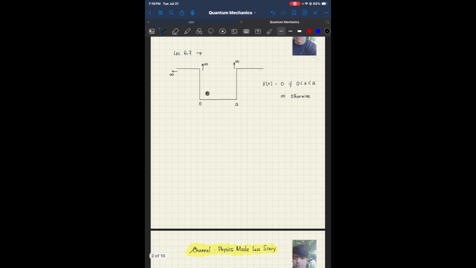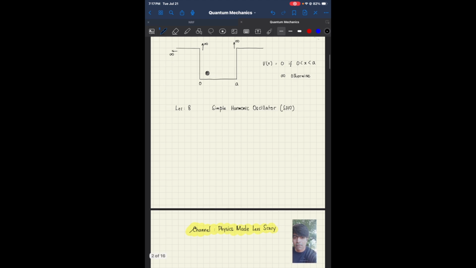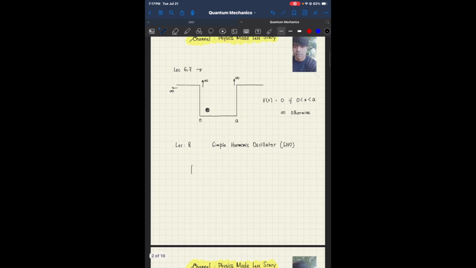But let's begin. Today is lecture 8, and I want to solve probably the most important physics problem that you'd face in your career in physics. It is called the simple harmonic oscillator, or an SHO. So what's a simple harmonic oscillator? There are various ways of defining it, but imagine it's the motion of a spring coil.